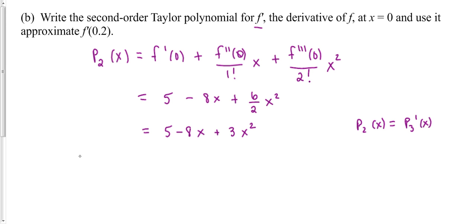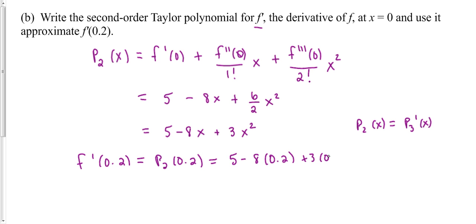So now what we want to do is approximate f prime of 0.2. And so I'm just going to substitute in 0.2 for all of my x's. So we're going to have 5 minus 8 times 0.2 plus 3 times 0.2 squared. And this is going to give us 3.52.